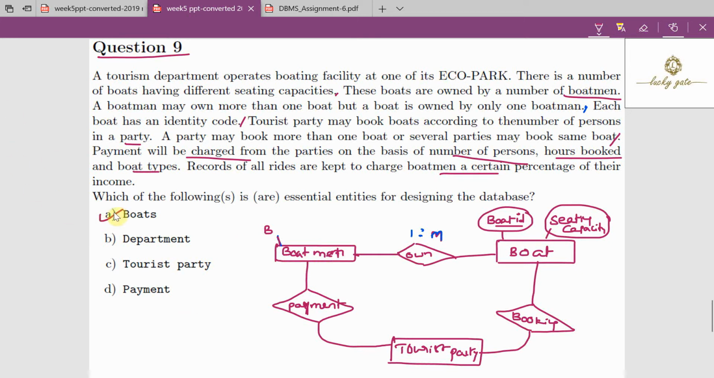It is possible to become an entity. Department: here we are not maintaining any information about departments, and in the given paragraph also a department is not mentioned. Talking about tourist party information, it requires how many persons are in the party and how many hours they booked, so the tourist party will be an entity set. Payment is a relationship, not an entity set. So the answer for question number 9 is both option A and option C.